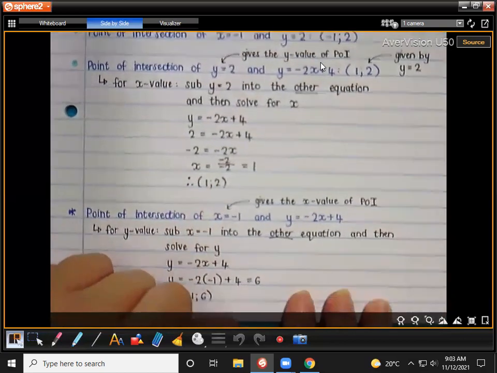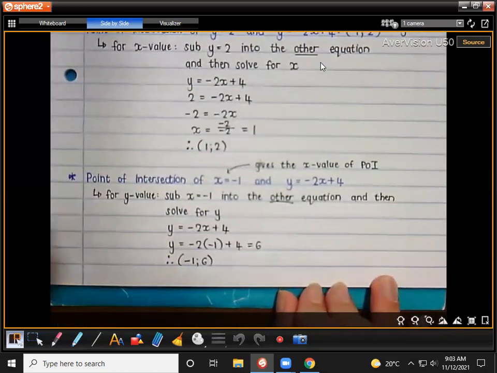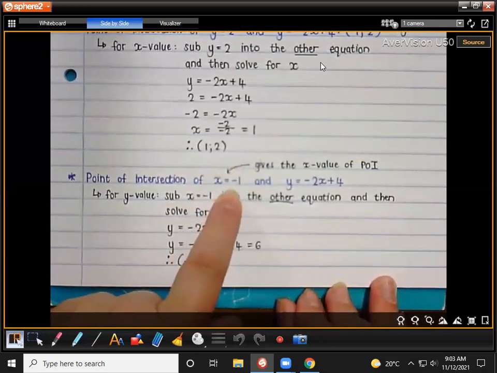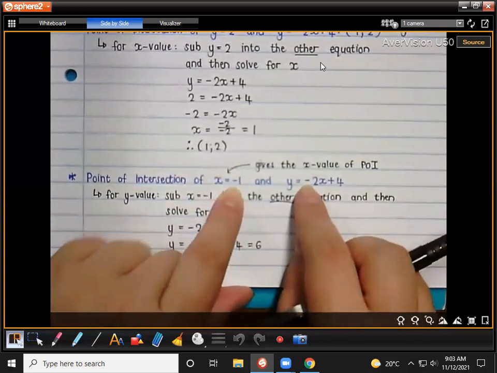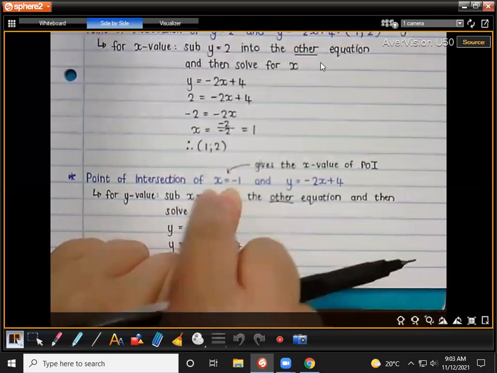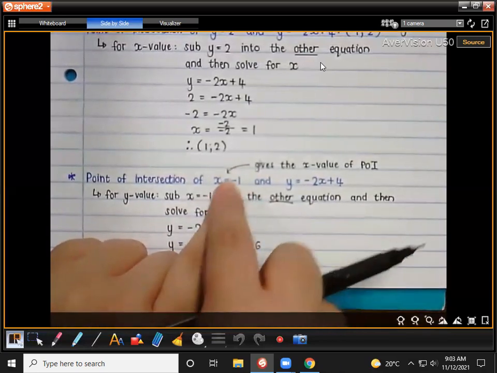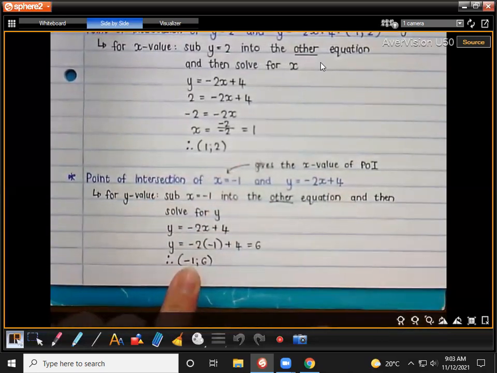The third type of question is where they've given you or they're asking you for the point of intersection of an x line and another one. So then the x line equation gives you the x value, and you put that into the other equation to get y.